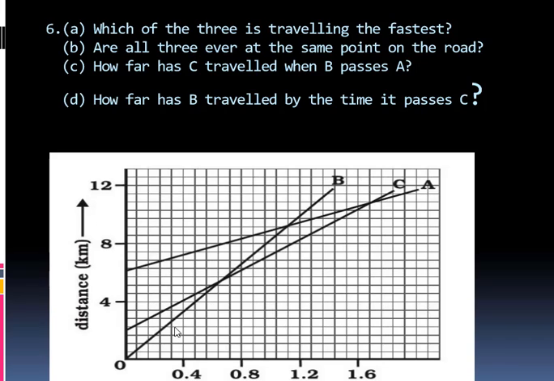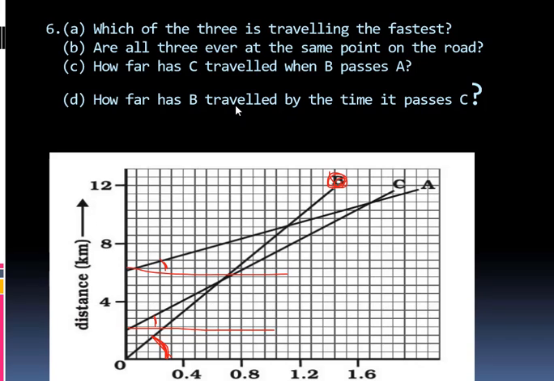The slope means this angle, the angle between the horizontal axis and the line. So here, if you draw a horizontal line from here, this is the angle. If you draw a horizontal line from here, this is the angle. You can see out of these three angles, this one is the greatest one. Hence, the answer is B. The speed of B is more.